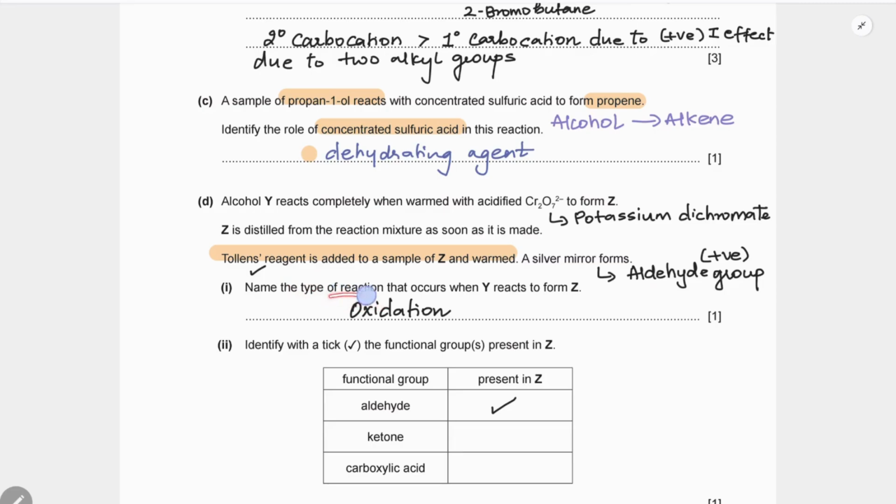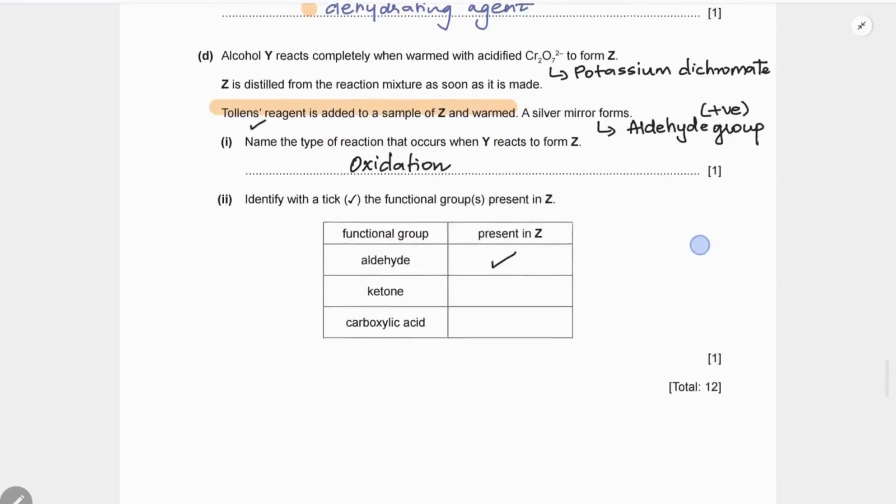Name the type of reaction that occurs when Y reacts to form Z. So over here we have a dichromate, and this type of reaction is oxidation. The potassium dichromate acts as an oxidizing agent, so it is going to be oxidation. Identify with a tick the functional group represented. It is an aldehyde group, which gives a positive test for Tollens reagent.